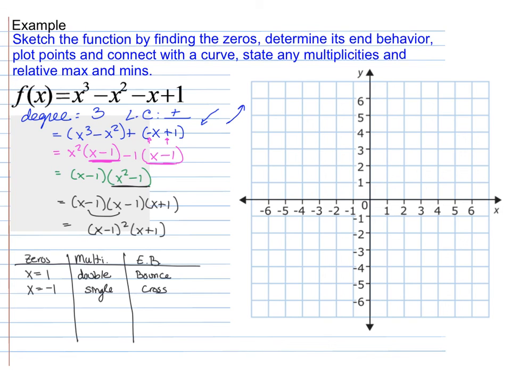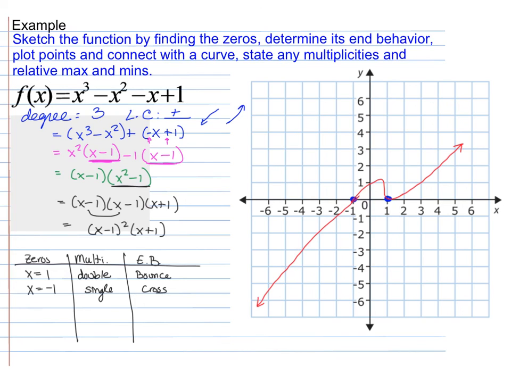So if I plot those points, I'm going to have a point at 1, a point at negative 1. I know that my end behavior falls on the left, so it's going to cross it. And then I know at 1 is a bounce, so it's going to go up, bounce, and my end behavior at the right side rises. So my sketch of my graph should be something similar to that.